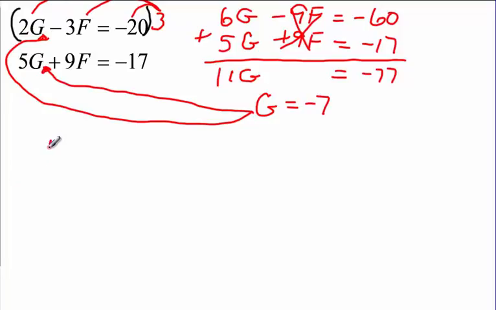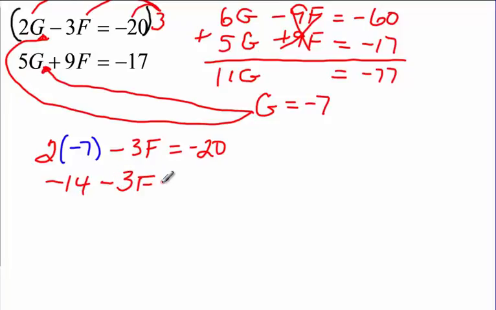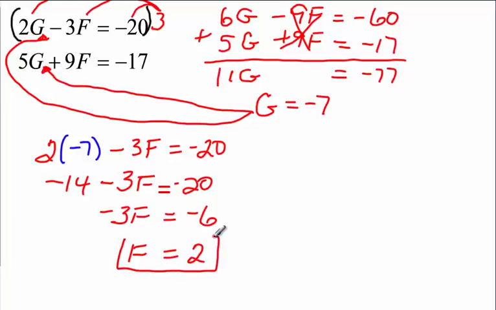So I say 2, but then I put my g in there, which I now know is negative 7, and then I write the rest of the problem: minus 3f is equal to negative 20. So this is negative 14 minus 3f is equal to negative 20. Adding 14 to both sides, I get negative 3f is equal to negative 6, because the negative 20 is bigger than the positive 14 I added to both sides. Dividing by negative 3, negative 6 divided by negative 3 is positive 2. So now I know that my answers are f is 2 and g is negative 7.